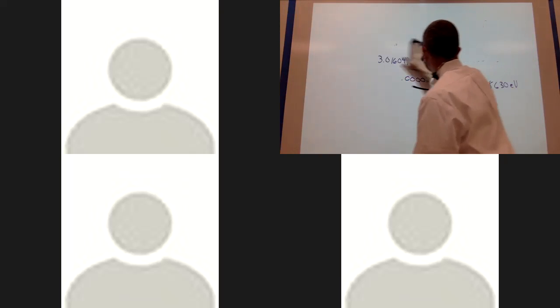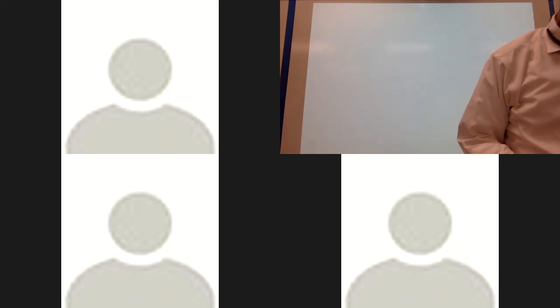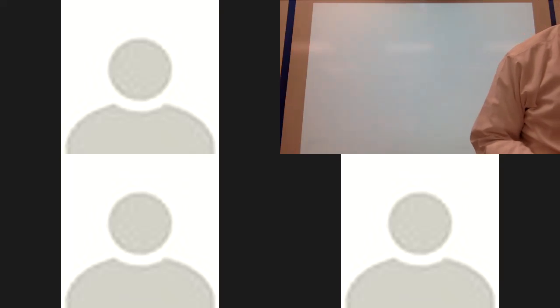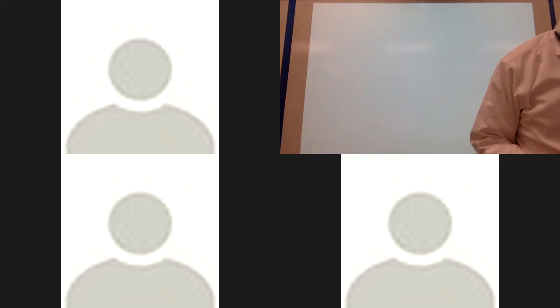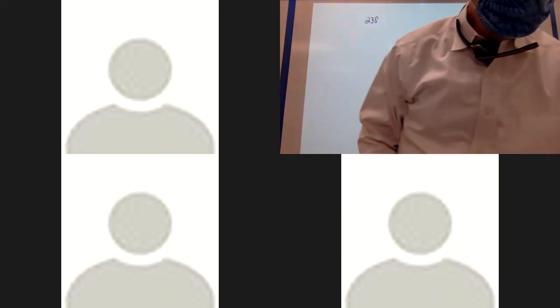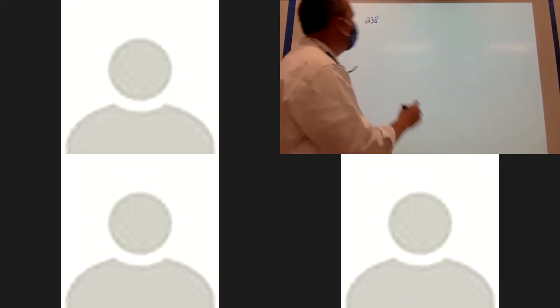Number 23. A uranium-238 nucleus emits an alpha particle with kinetic energy of 4.2 mega electron volts. What is the daughter nucleus and what is the approximate mass of that daughter atom? So uranium-238, uranium is what? 94? 92, thank you.